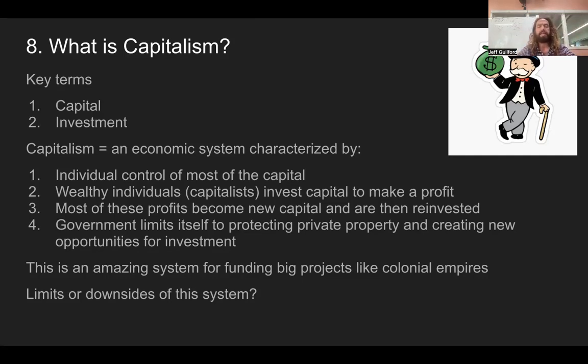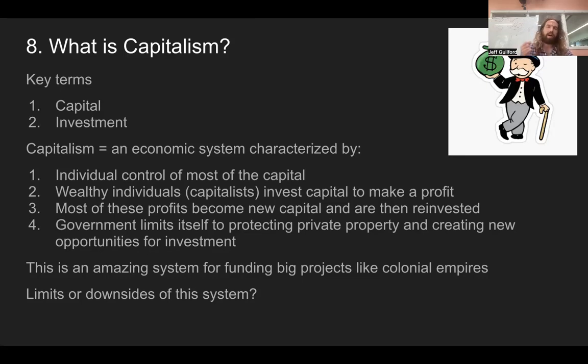let's talk about capitalism. Capitalism is an economic system characterized by these four things. One, individuals control most capital, not the government. So this means that individual private people like me or you or Jeff Bezos control most of the capital in the society, and that the capital is not controlled by the government.